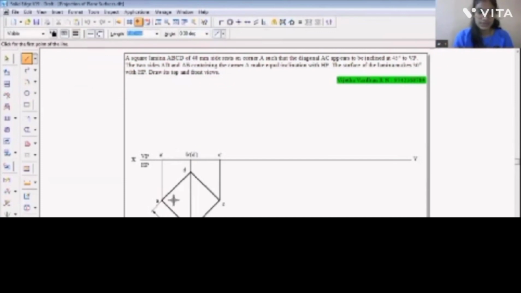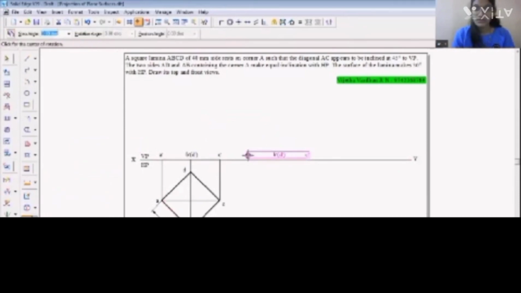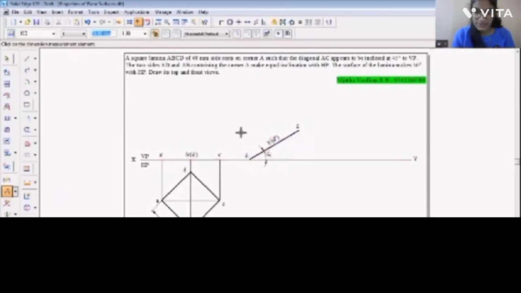Now let us draw the diagonal AC as it is resting with its diagonal to VP. And let us copy the front view, move, and place it on the XY line and set the rotation angle as 30° since the lamina or the surface rests with HP. That's why the top view is going below the XY line. Let us measure the angle 30°.